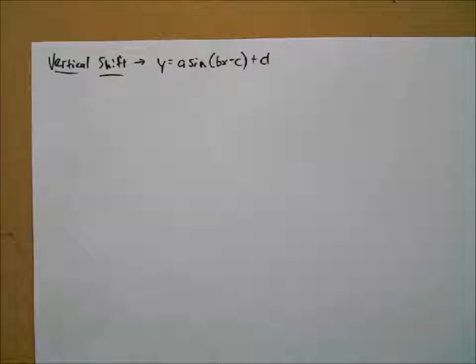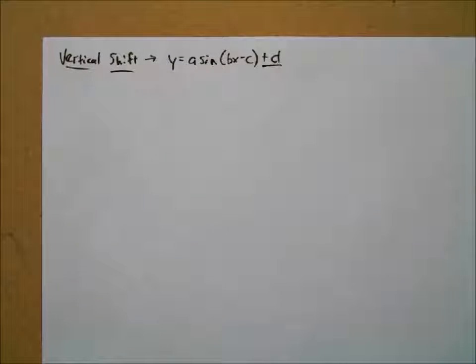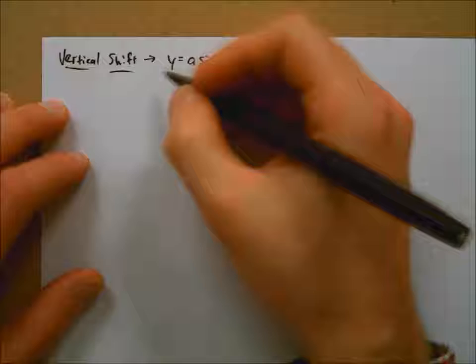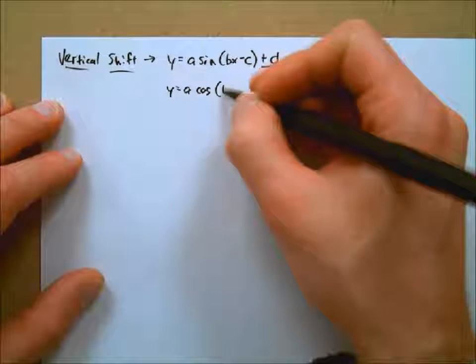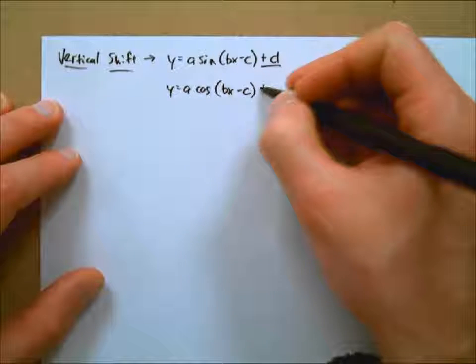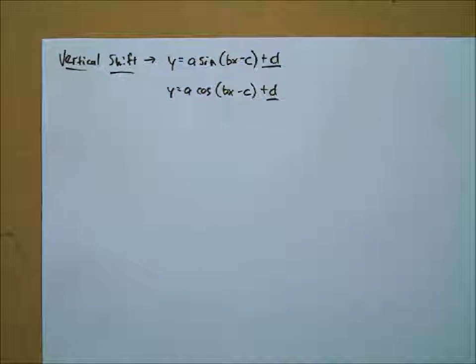That plus d indicates whether we're going to shift up or down from our original function. And of course, the corresponding setup for cosine would just be replacing sine with cosine. Okay, so same idea.